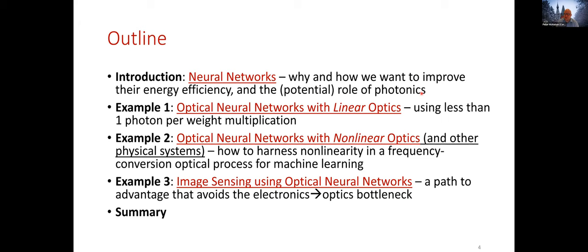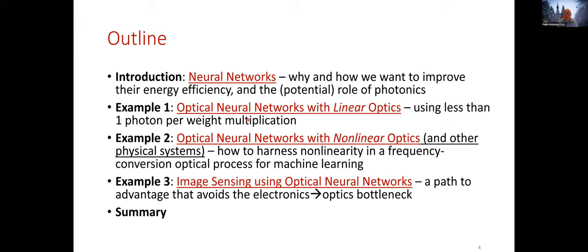I'll then go over three examples of optical neural network experiments that have been done in my group. But not to say that these are, of course, the only or the best, but these are the ones I'm most familiar with because my group did them. And I hope that you will hear other examples from other groups throughout the rest of the school this week. The first example is going to be building optical neural networks where the optical part will be done with linear optics. And a key aspect of this will be performing neural network calculations where you use an extraordinarily small amount of light or optical energy, less than one photon per scalar multiplication. And we're able to show that this still works.